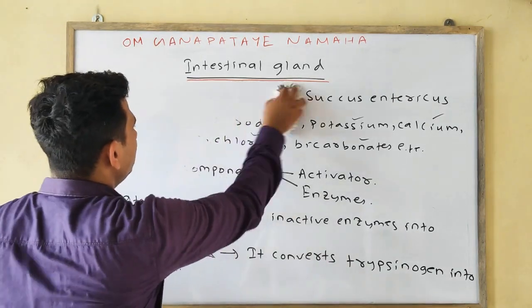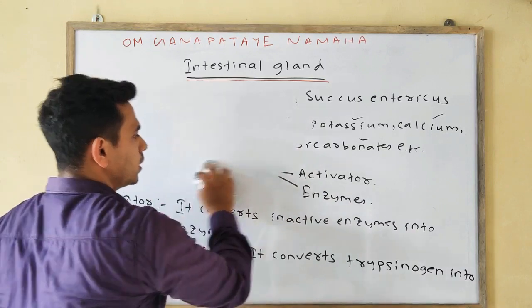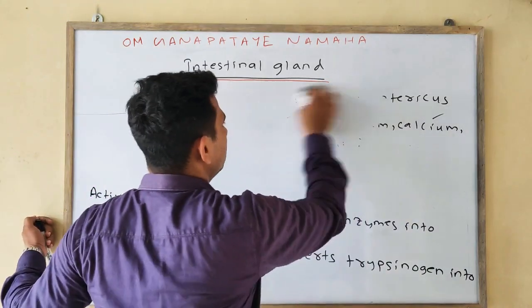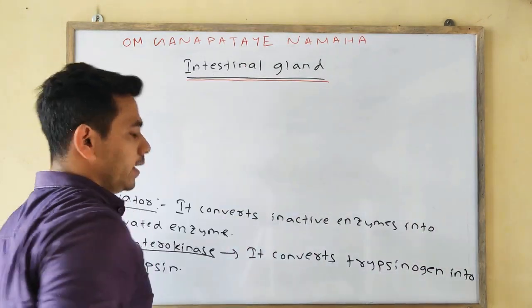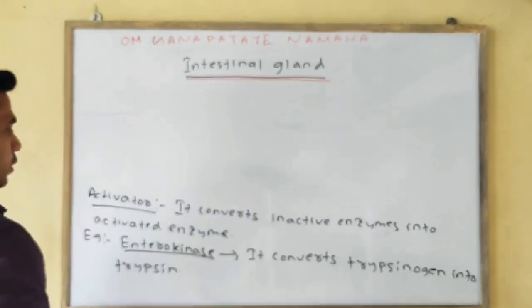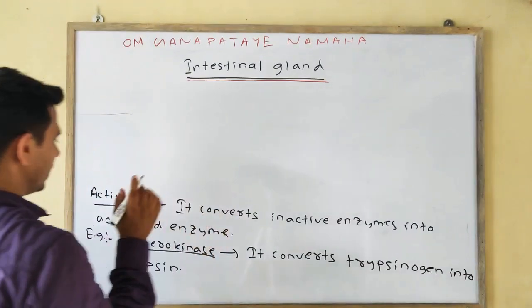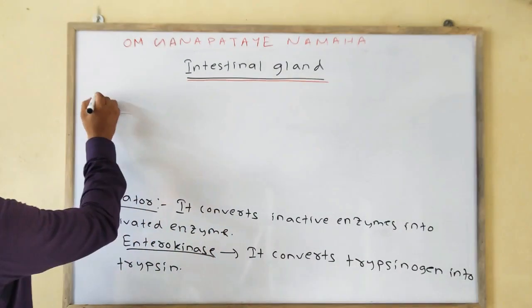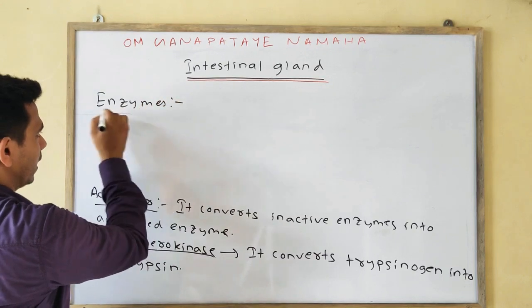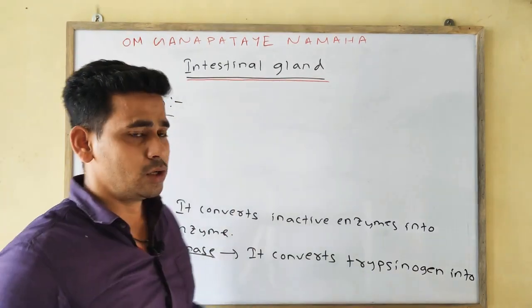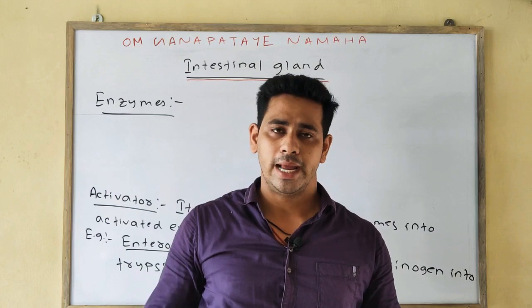The intestinal juice, or the succus entericus, has a solid component of 1.5%. It consists of various organic constituents such as the activator and the enzymes. It consists of various enzymes such as sucrase, maltase, lactase.